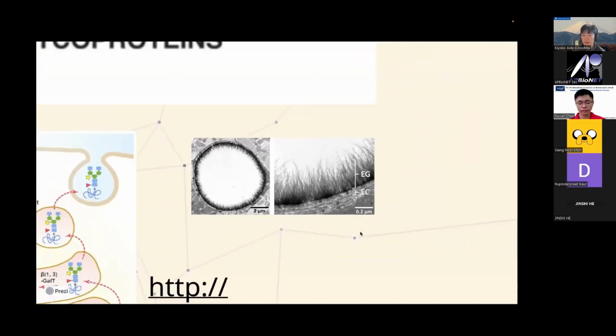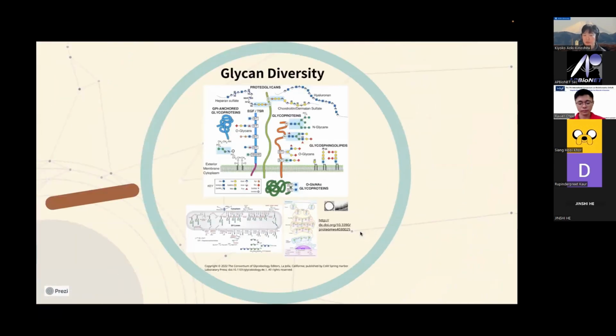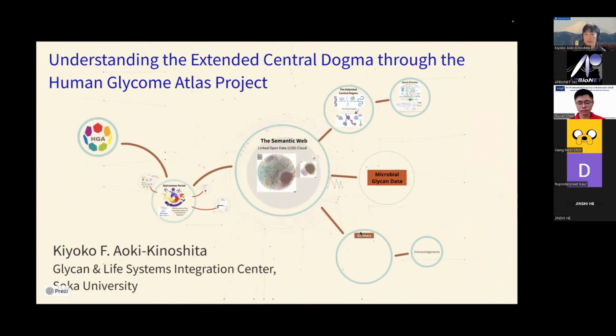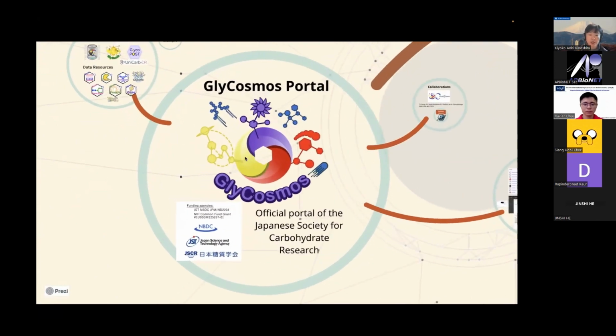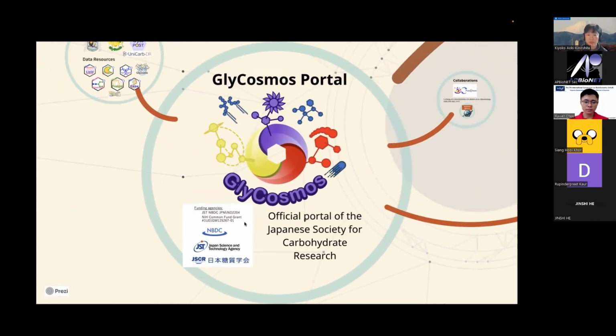But up until now, it's been really difficult because of the technologies. There's no sequencing technology for this, and so the Human Glycome Atlas project is aiming to develop that functionality. But stepping back a little bit, we have been working in Japan in my lab on this Glycosmos portal. It's been a joint collaboration across Japan, and now it's been recognized as the official portal of the Japanese Society for Carbohydrate Research. We've been funded by NBDC, as well as a little bit by the NIH.